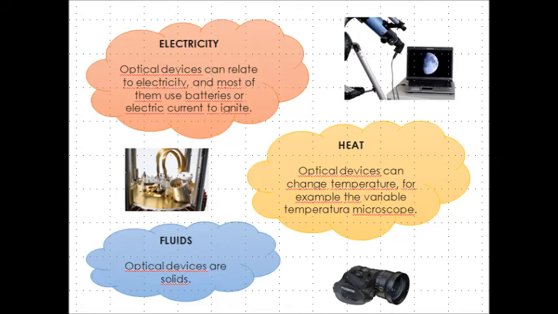Electricity. Optical devices can relate to electricity and most of them use batteries or electric current to turn on. Heat. Optical devices can change temperature, for example, the variable temperature microscope. Fluids. Optical devices are solids.